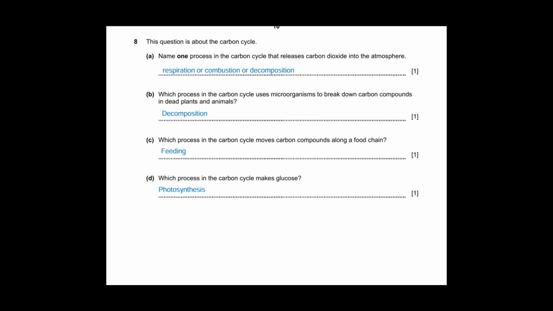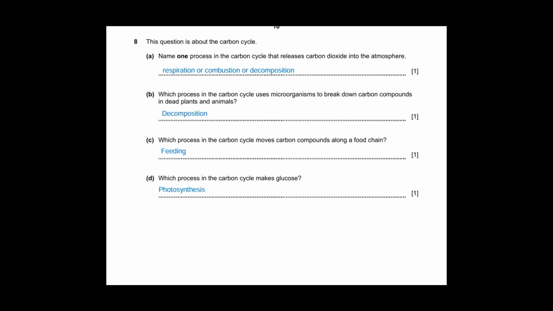So let's answer the first question. The first question says, name the process that releases carbon dioxide to the atmosphere. It can be respiration when we breathe out. It can be combustion during burning, especially of fossil fuel, and then it can be decomposition. During decomposition, carbon dioxide is also produced. So any of these is correct. That's just 1 mark, so one answer is expected from you. The next one is about the process that happens during the carbon cycle when microorganisms break down carbon compounds. This is called decomposition. If you call it decay, that is also acceptable.